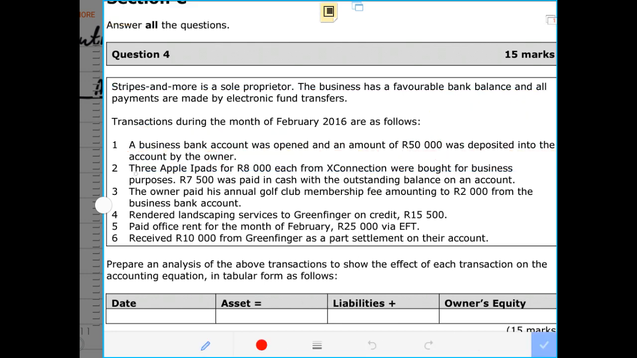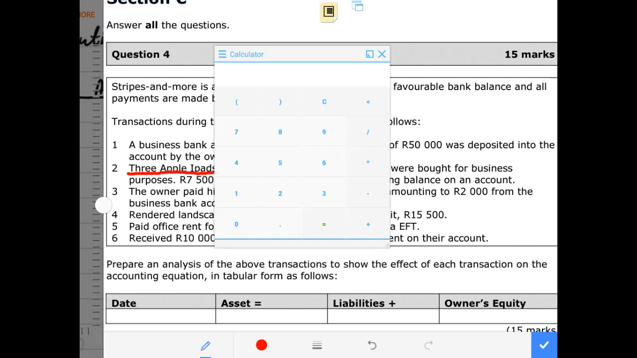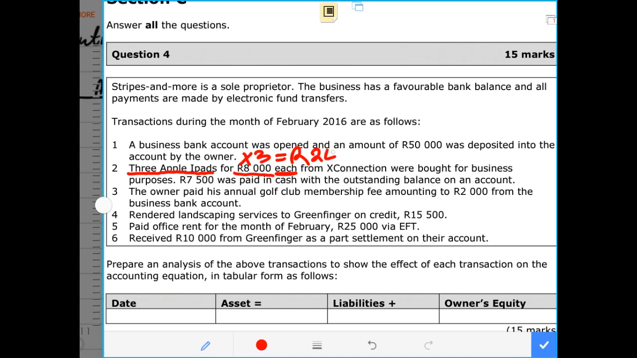And secondly, it says 3 Apple iPads of 8,000 each. Take note, they say each. That means 8,000 times 3 will give us the total of the iPads that were bought, and it gives us 24,000. That means the total of the iPads that were bought totaled up to 24,000 rands.